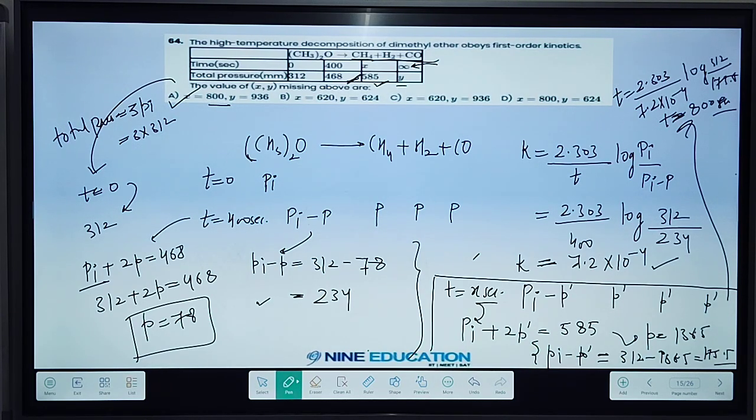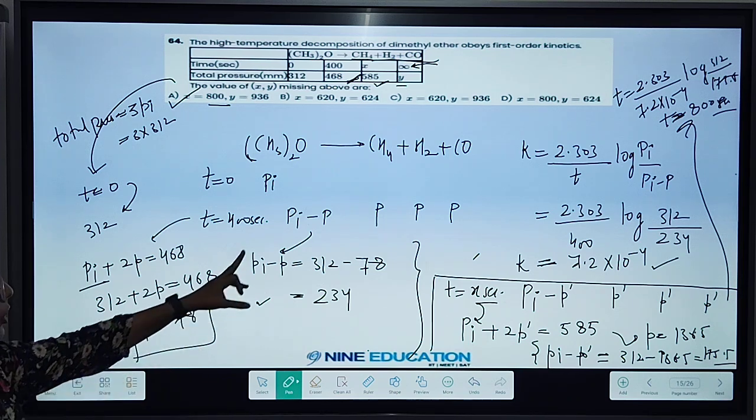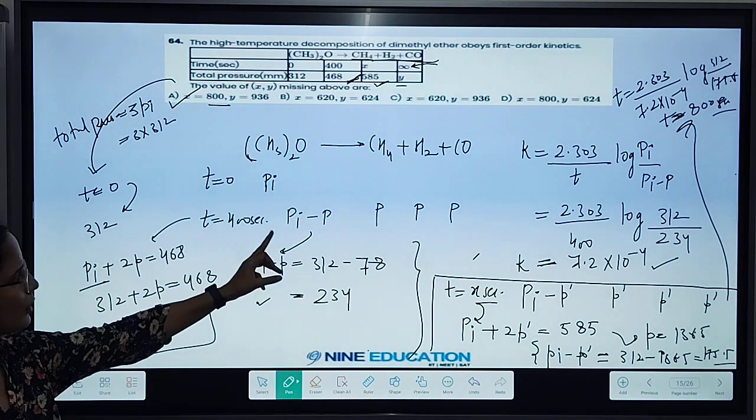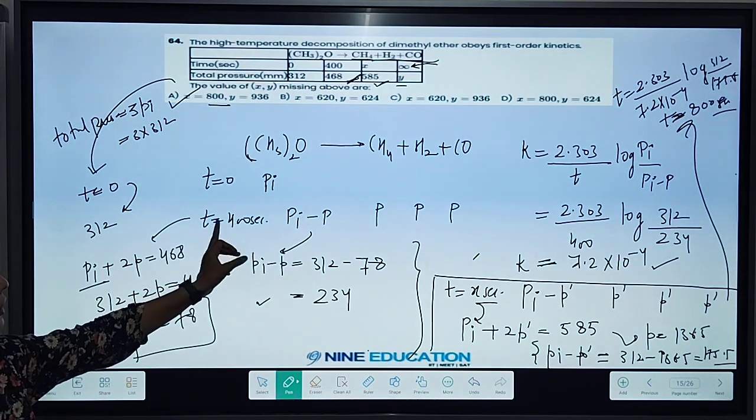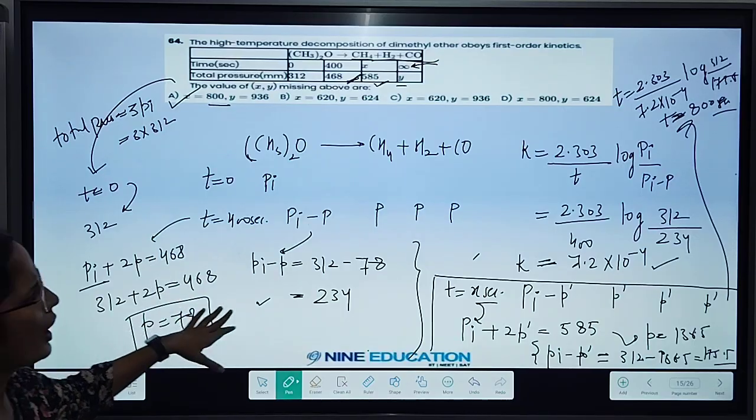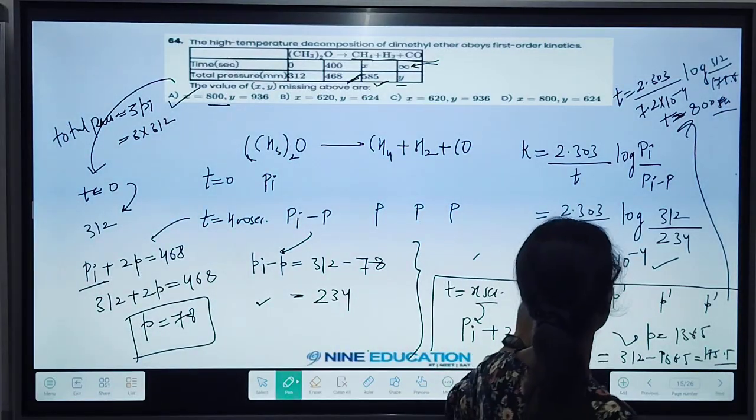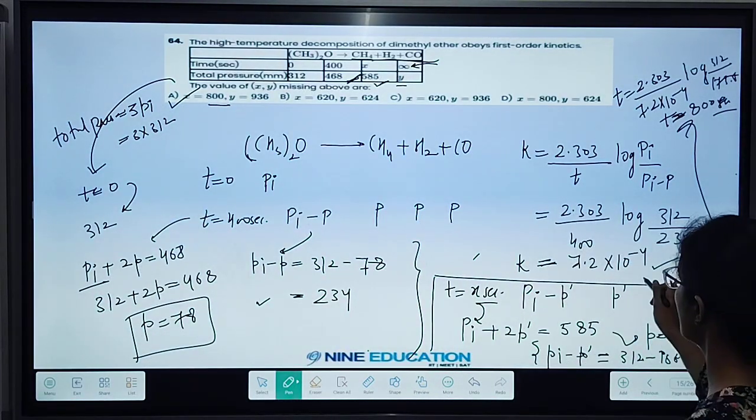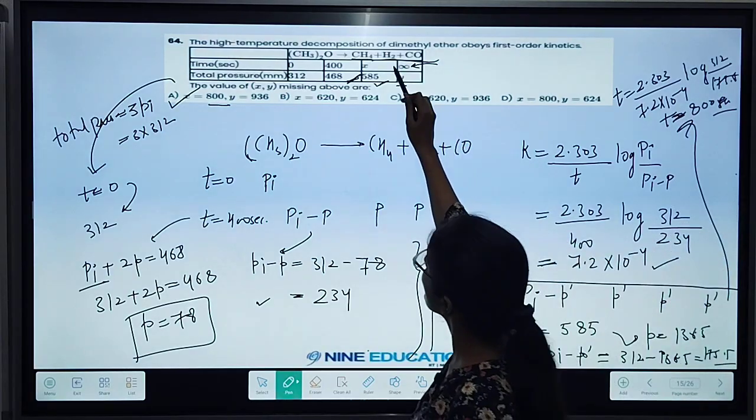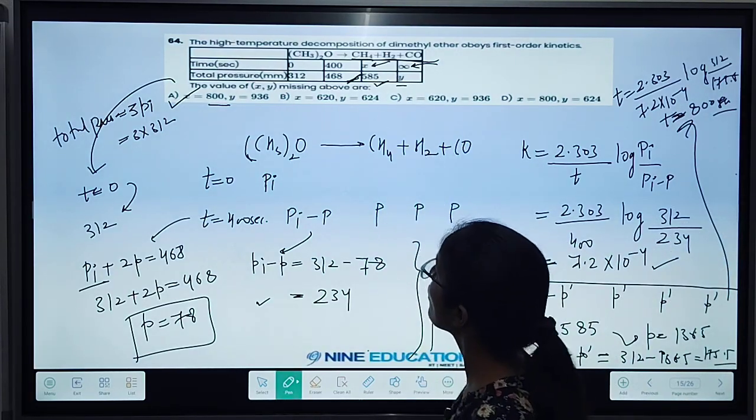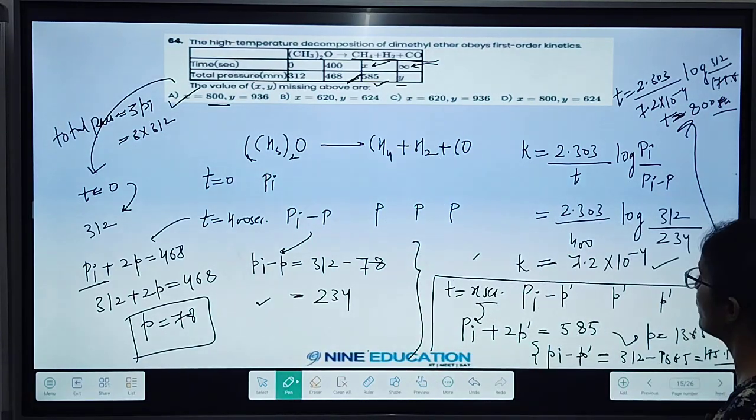For this what I did, at time is equal to 400 second, the total pressure is already there, so I am finding the P value, and with this P I can find out what will be Pi minus P, the pressure corresponding to ether at 400 second, and with this I can put it in the equation. The K value will be coming. With the help of K value, I can find out the time at which this will be the total pressure by putting it in the equation.